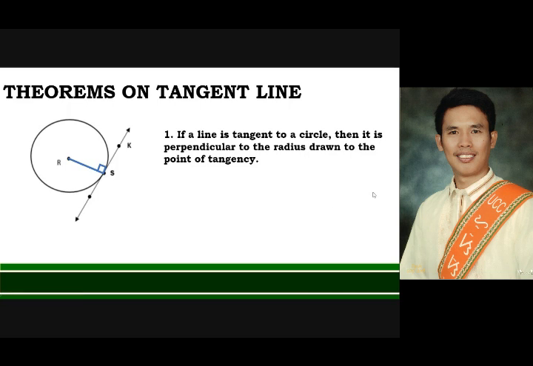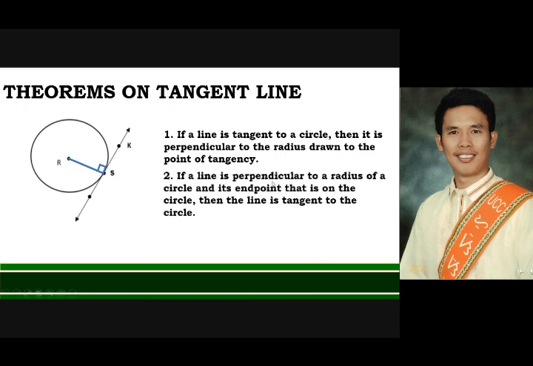Next one. If a line is perpendicular to a radius of a circle at its endpoint that is on the circle, then the line is tangent to the circle. So that's it. For example, here, let's say we only have tangent line SK. Let's say this is our only tangent, and this is perpendicular to your radius. It forms a right angle, but still, it is your tangent line.